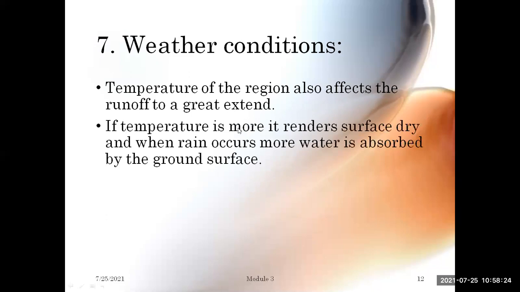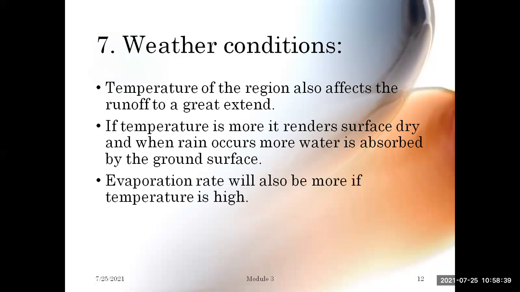And also, as I told, if the temperature is more, then because of the dry condition of the soil, whatever rainwater falls onto the ground surface will be absorbed by the soil particles, and that will reduce the runoff value. Okay, in that particular case, the evaporation rate will be more, so the runoff value will be very less.